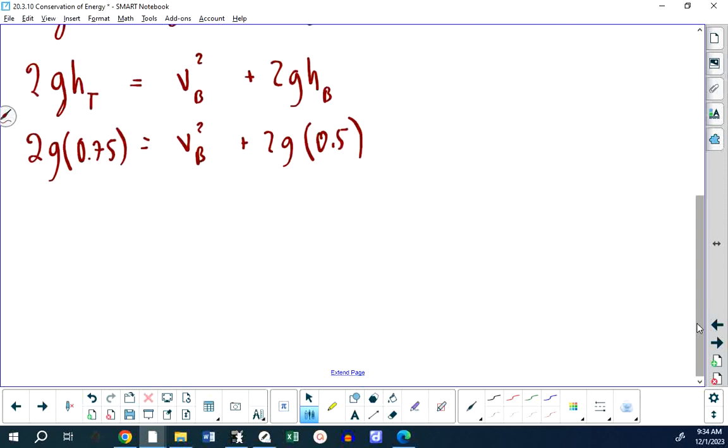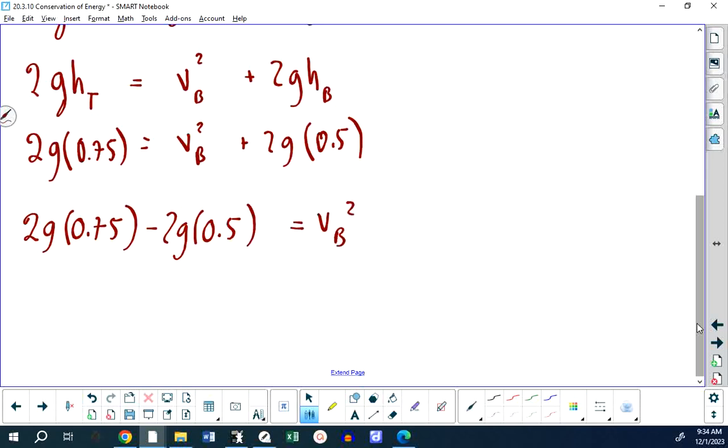So when you subtract this, you're going to get 2g times 0.75 minus 2g times 0.5 equals v_B squared. And I have every confidence, Noah, that you can determine v from that. I don't want you to, okay?